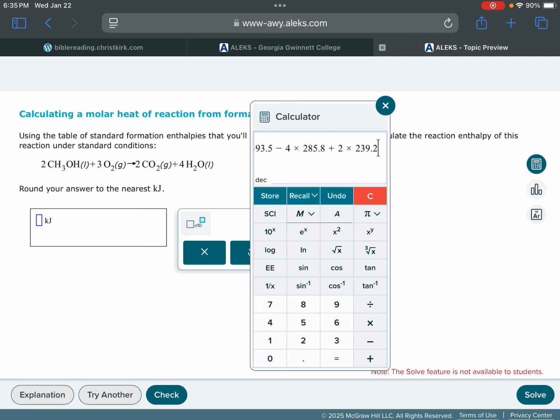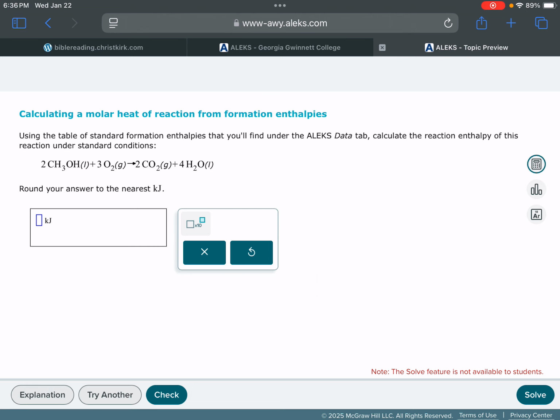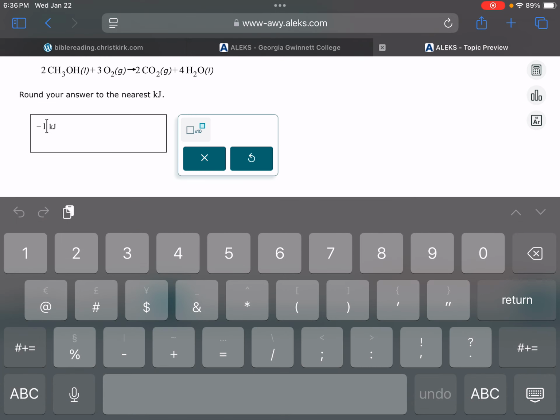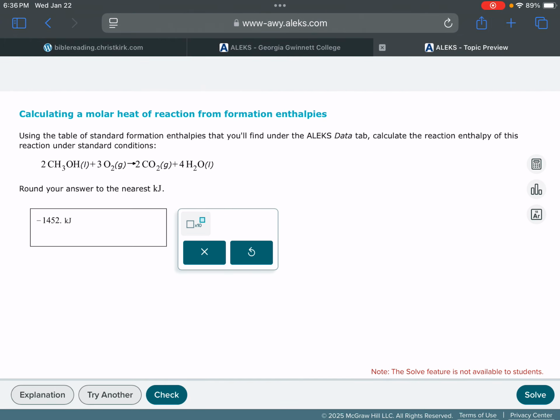So I'm hoping this comes out to be like minus 1400 something. And it does. Wow, minus 1451.8. And that's really close to what I estimated. So I like it. I'm going to put it in there, minus 1451.8. Oh, but it says to the nearest kilojoule. So it's going to be minus 1452. And we're going to do that because it's sig figs. And we're going to check it. I feel good about that.